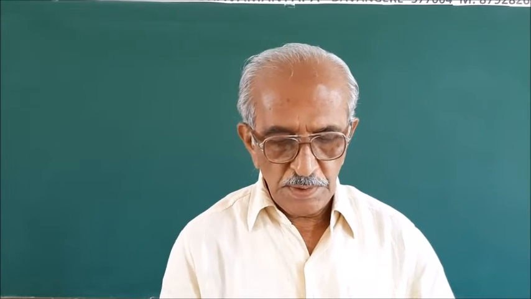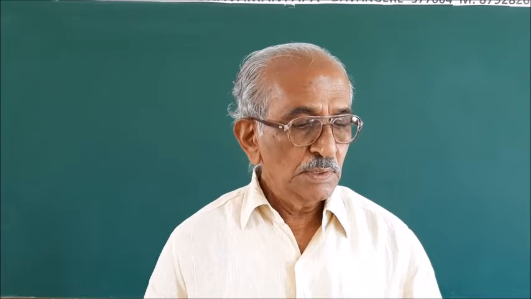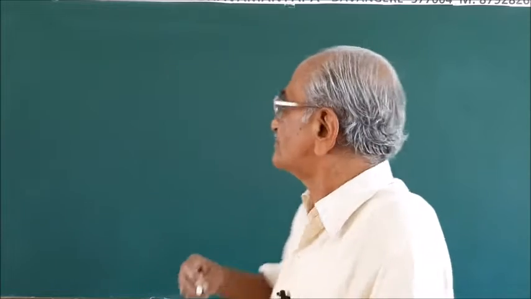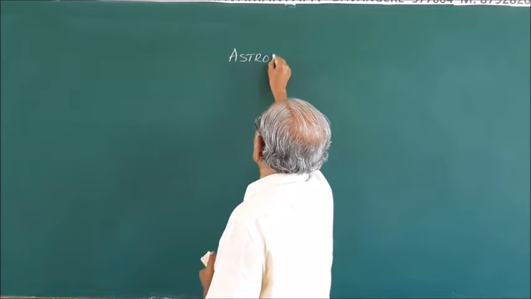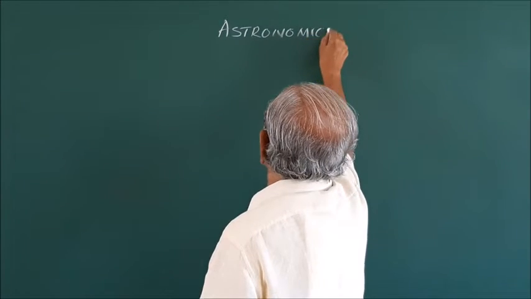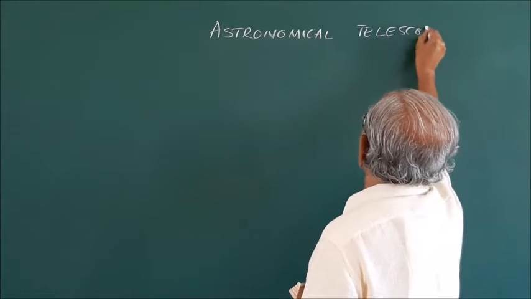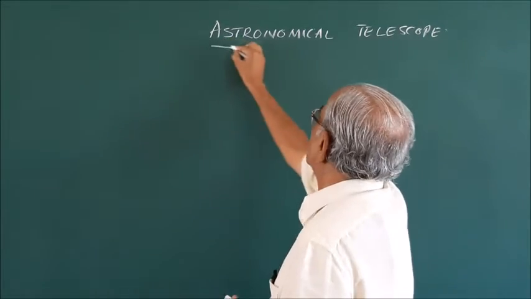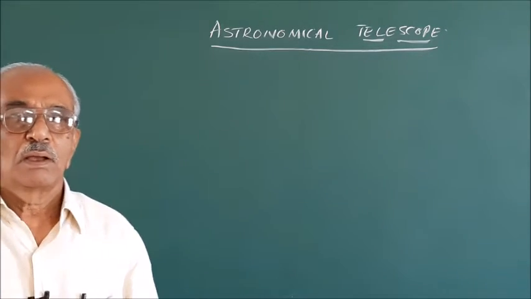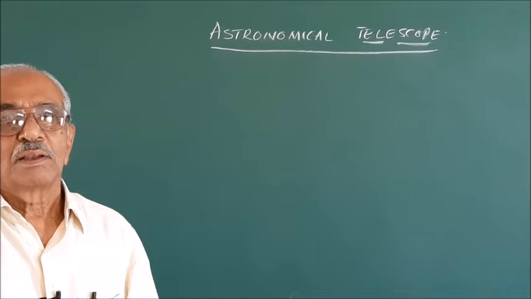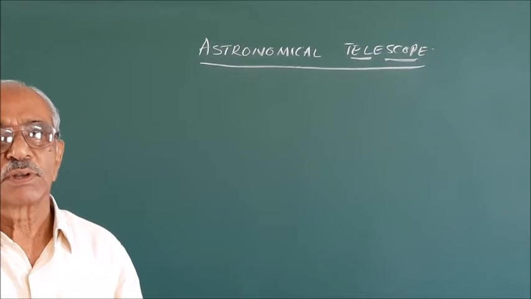Now with that background, we shall go to the telescope, the astronomical telescope. Telescope, as you know, is a device used to see distant objects, far off objects. Astronomical telescope is used to see astronomical objects like planets, satellites, etc.